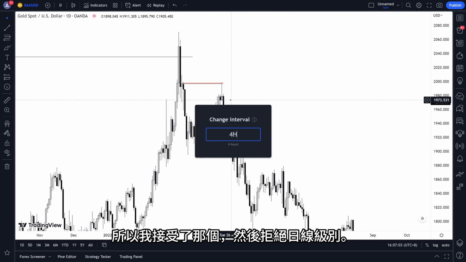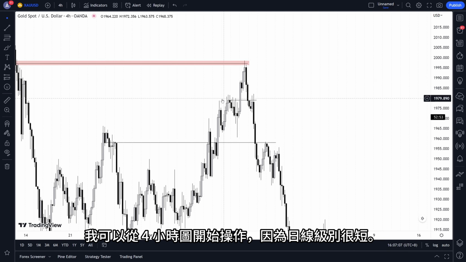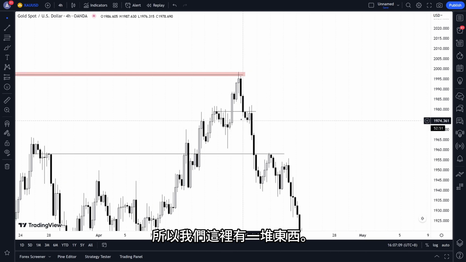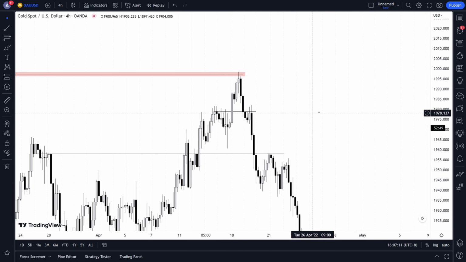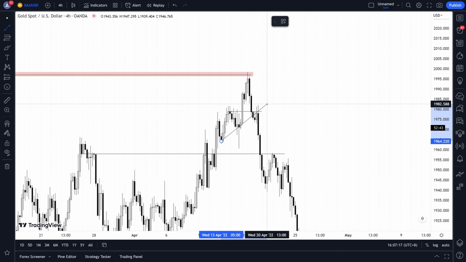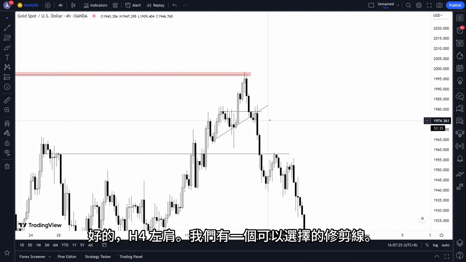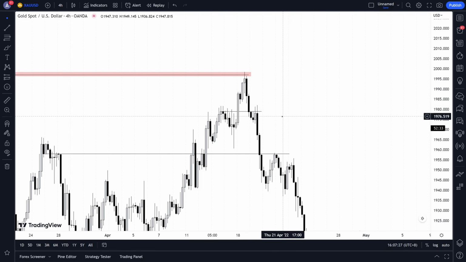So I took that daily reject daily. Then I know I can play from H4s, because it's a daily bearish storyline. So we had a bunch of stuff over here. Left shoulder, right? I don't know if there was a trend line we could use. Maybe not. Okay, cool. Oh yeah, that was one. It's right there. Okay, I missed it. Maybe there was a trend line we can use, like this one. Okay, H4 left shoulder. We have ourselves a trend line we can take up. Okay, interesting.